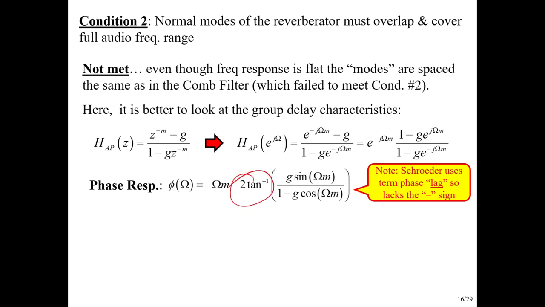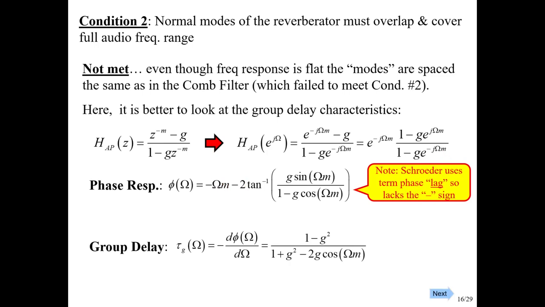and then we can combine those two things together into 2 times an inverse tangent. Now, I do want to point out that Schroeder's formula for this is a little bit different. He doesn't have a negative sign here. That's because he's not talking about phase. He's talking about something that he calls the phase lag. So the word lag combined with phase already has the negative built into it. That's the lag part. So he doesn't need the negative sign for that.